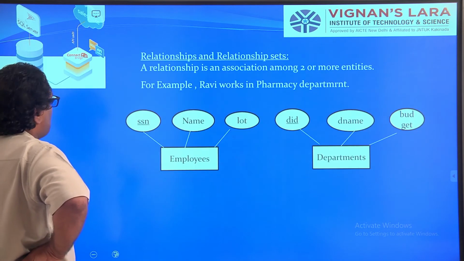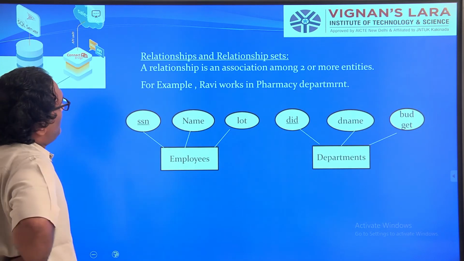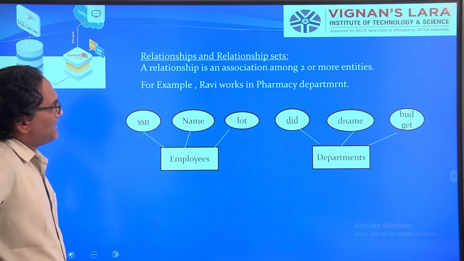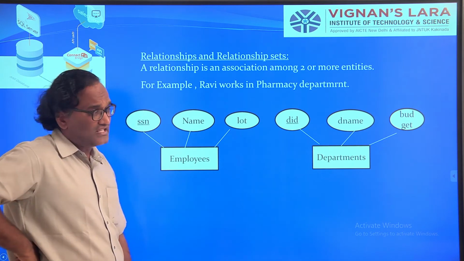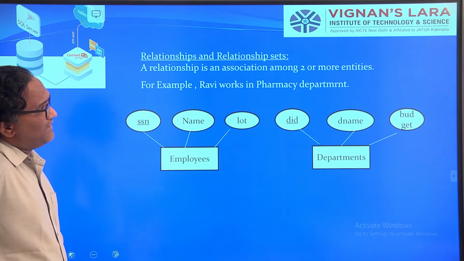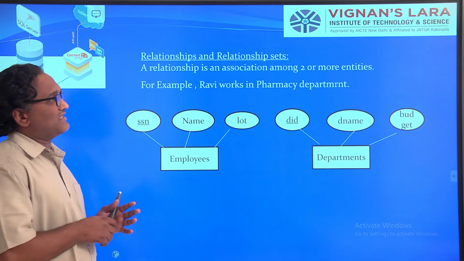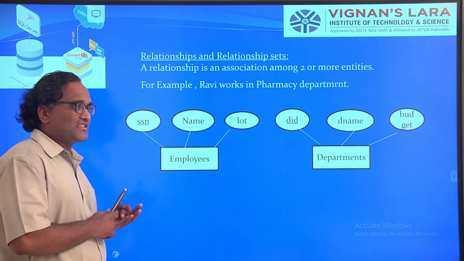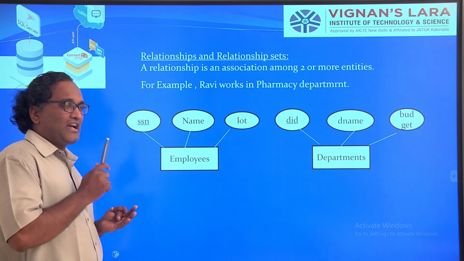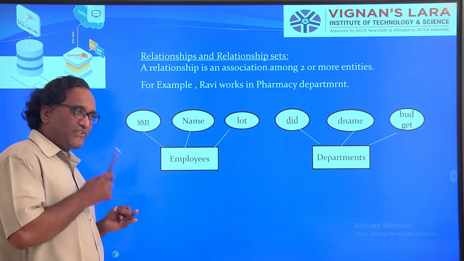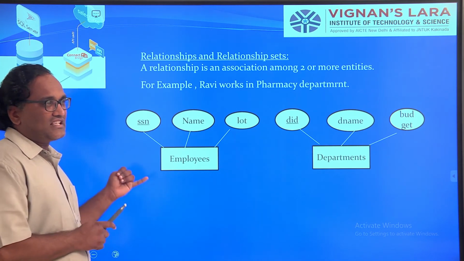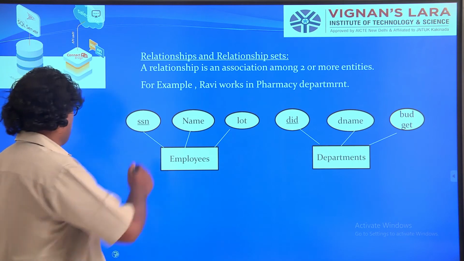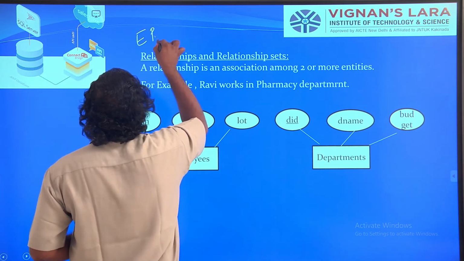Right? Next. Our next topic is relationships and relationship sets. What we discussed so far is entity sets. We also discussed attributes, different types of attributes. All this comes under the ER model. This topic also comes under the ER model.